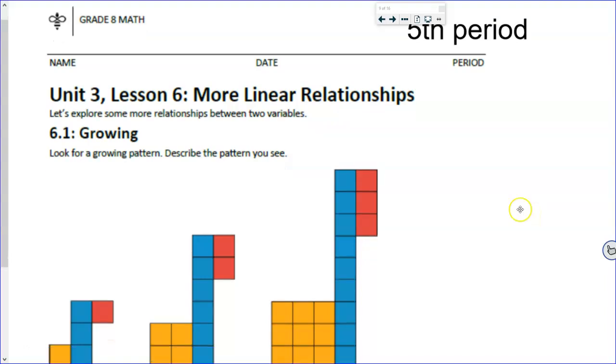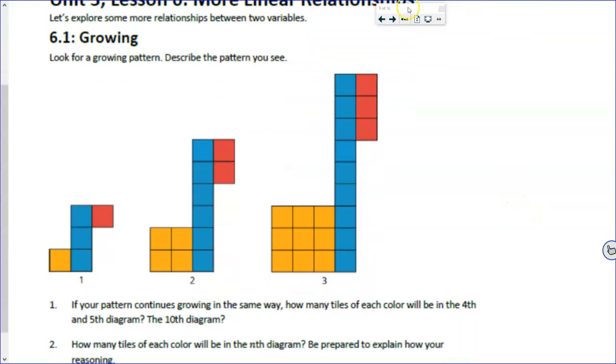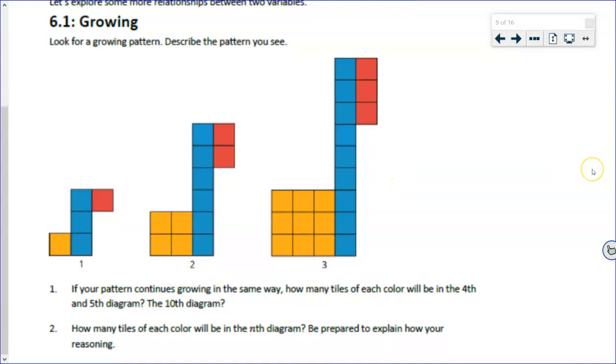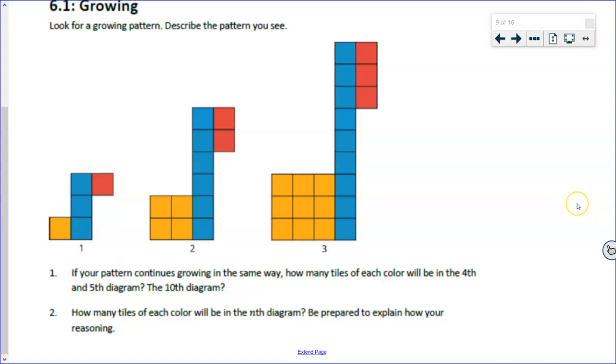Okay, to get started today, we're going to take a look at this pattern. This is like your warm-up here, where you can see we've got these yellow, blue, and red blocks. This is figure 1 or stage 1, figure 2 or stage 2, figure 3 or stage 3. And the first thing that you're going to do is answer these questions.